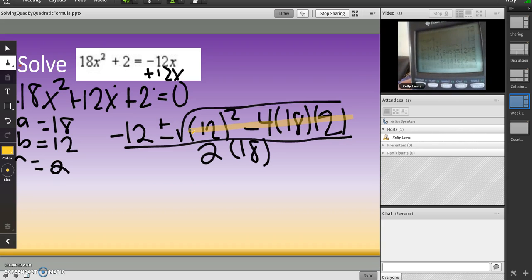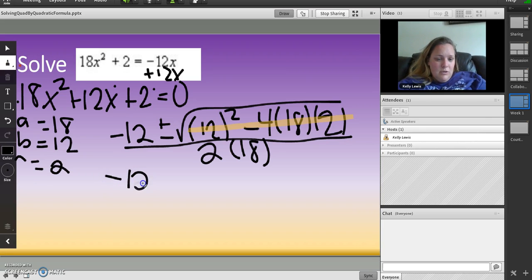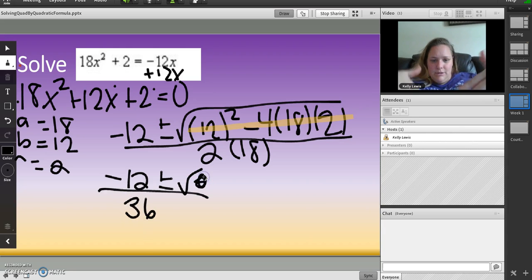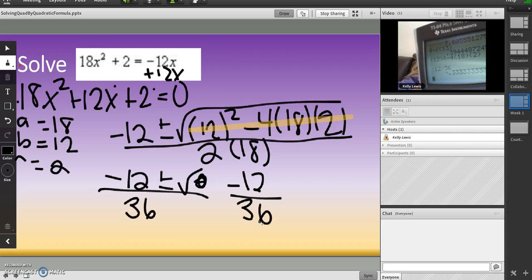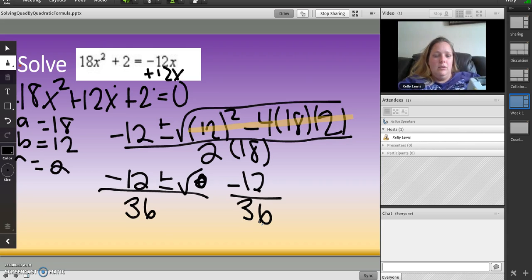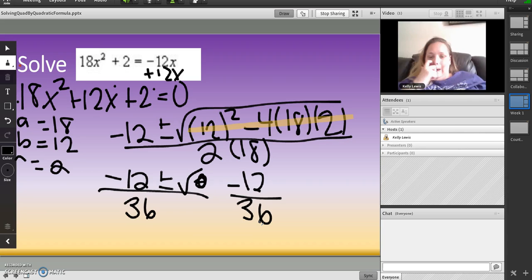Exactly, look at the bottom thing. Oh, wasn't that nice? Make sure I did that right. That sure was nice. Negative 12 plus or minus the square root of 0. 2 times 18 is 36. So the square root of 0 is just 0. So what I really have is negative 12 over 36, negative 12 divided by 36. Right? And so I can change it to a fraction, and I get negative 1/3.